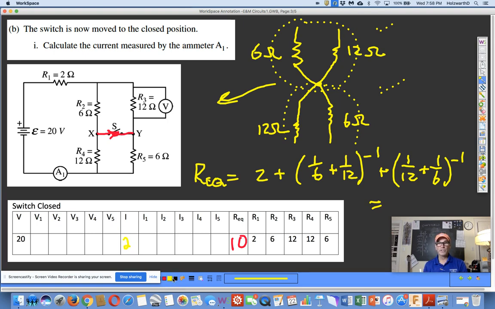Whoops, got to change color. Sorry about that. Can't see yellow on white. All right, here's red.